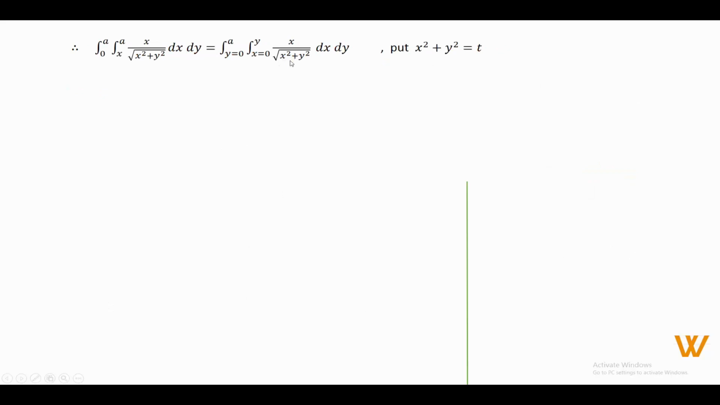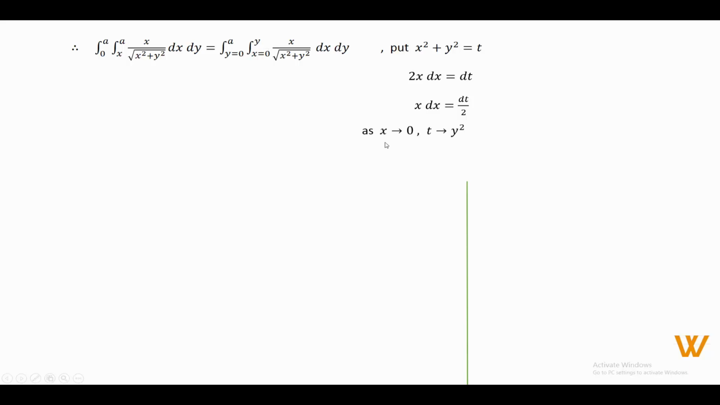For evaluation of this integration, put x square plus y square equal to t. Differentiate this. The derivative of x square is 2x dx. The derivative of y square is 0 because y is a constant here, and the derivative of t is dt. So we get x dx equal to dt by 2. Now change the limit of x in terms of t.